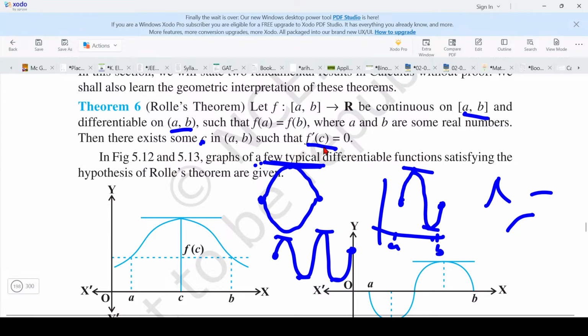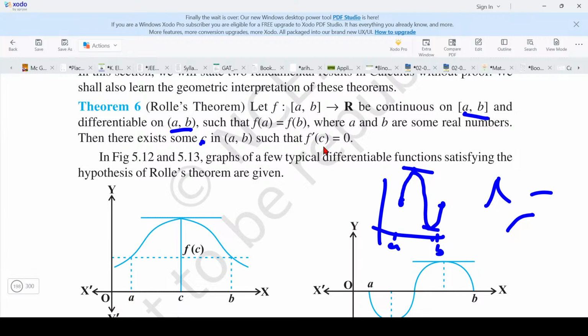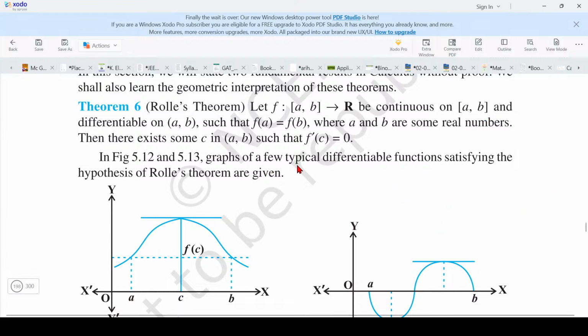Okay. Now, the important thing that we have to notice here is there is this open bracket a, b and there is this closed bracket a, b. Why is it talking about continuity on closed a, b but differentiability on open a, b? Why is it needed that this one is continuous on closed a, b?